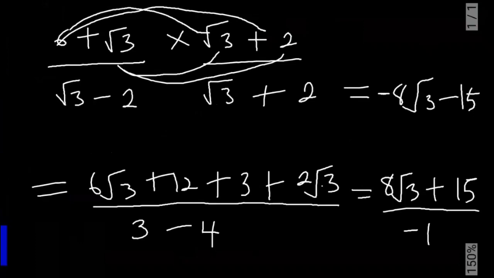So this is basically everything you need to know about rationalizing denominators. If you want to rationalize numerators, we do the same thing, just a similar procedure. If it was the numerator of this we wanted to rationalize, we just multiply by the conjugate of the numerator, that is 6 minus root 3 over 6 minus root 3.